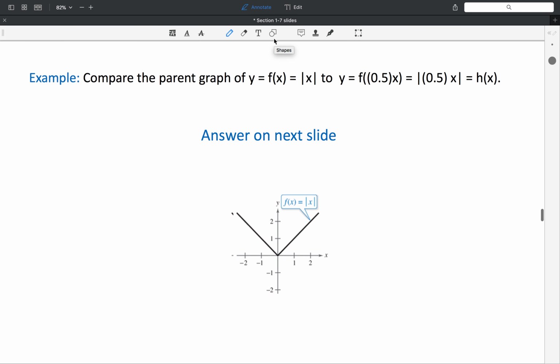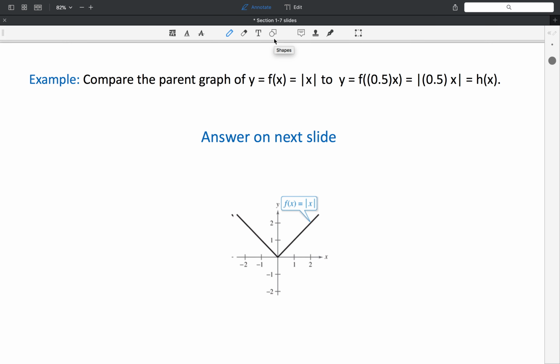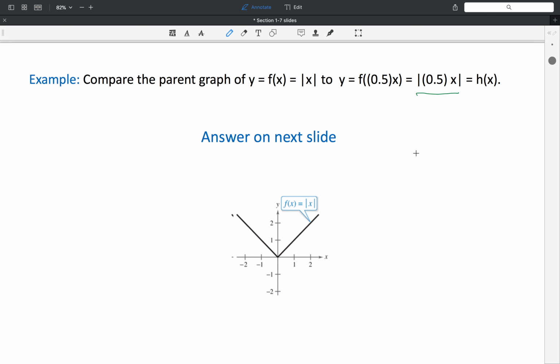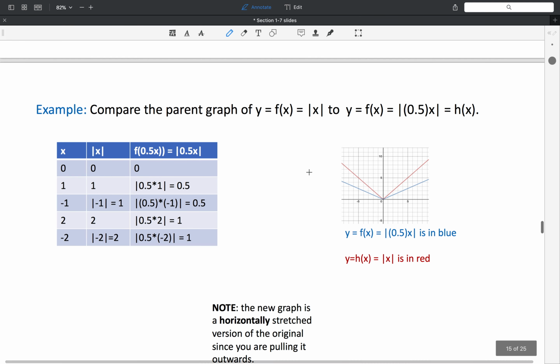Now, I want to compare the parent graph to what happens when I multiply by 0.5, or 1/2, times x and then apply the function. So I'm going to be looking at this function, and I want you to try to think about what the graph of this function looks like right here. Pause, do some work, and then join me in the next slide.